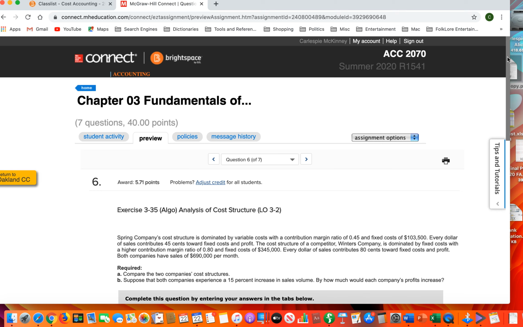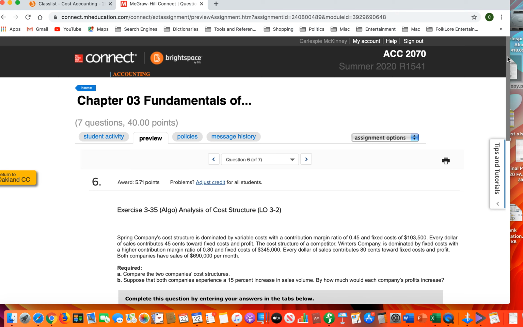Now, suppose that both companies experience a 15% increase in sales volume. By how much would each company's profit increase? Now, there are two ways to do this. You could simply multiply sales by 1.15, that's a 15% increase, and multiply variable costs also by 1.15. Don't forget, total variable cost goes up and down with sales volume.